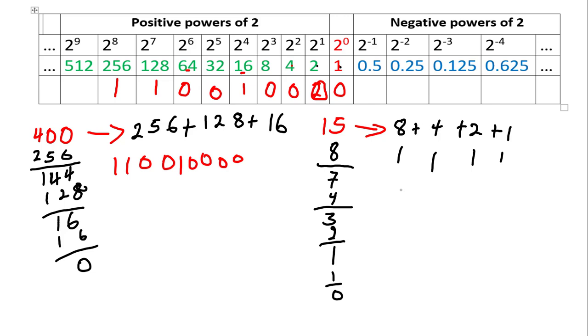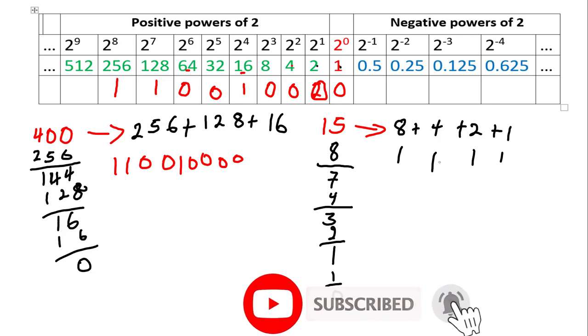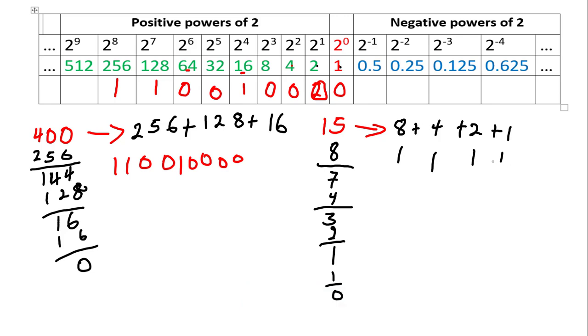But what if you are being asked to leave your answer in 7 bits? 15 in binary is 1111. We have 4 bits, 1 2 3 4, but you are being asked to leave your answer in 7 bits. What you are supposed to do is just to add zeros to the left hand side to add up to the required number of bits.